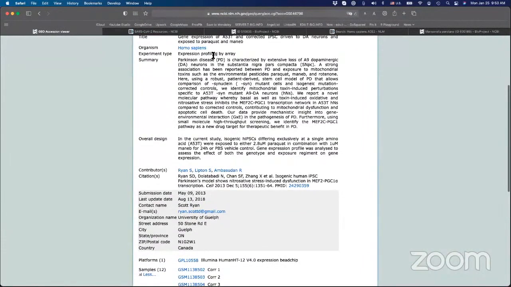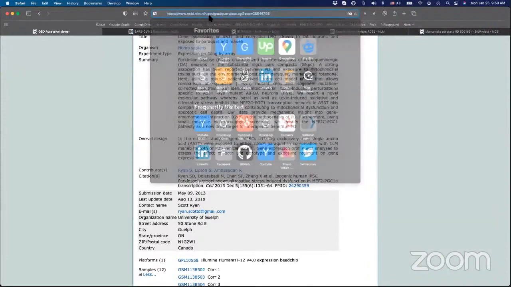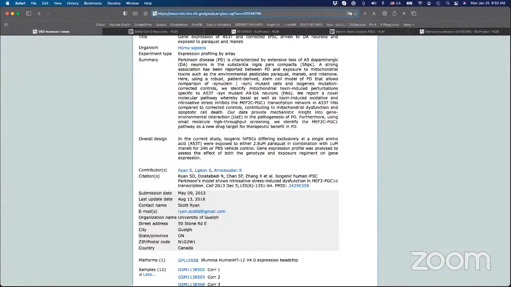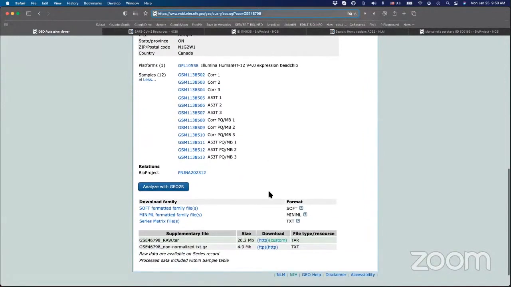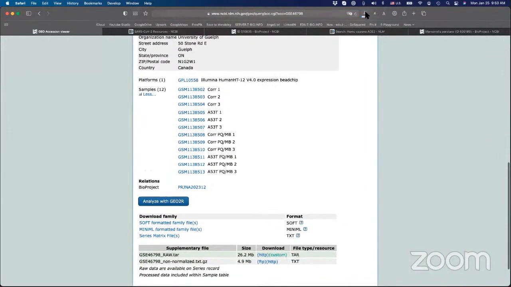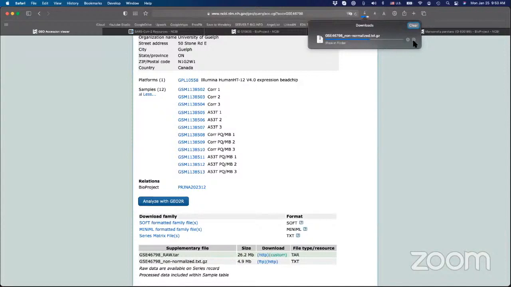So here we have expression profiling by array. I'm just going to use this example to show you what kind of data exploration could be meaningful in this case. Here we have 3 replicates per condition. So let's take a look. How can we explore this data? So here we have the table. So let's download this table really quickly. It's going to be a big table, but we'll take a look at what's inside.